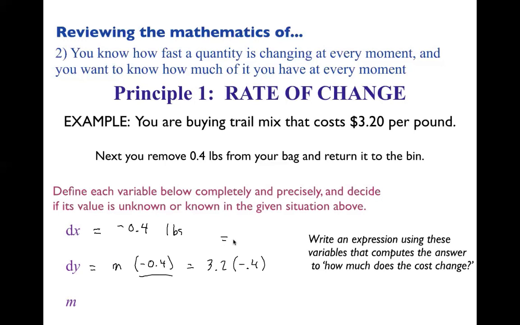And what is that? Anyone got that? Negative 1.28. Negative $1.28. And again, the negative is okay. You can have a negative variation in cost, meaning your cost went down that much, right? Okay, and so m is still positive $3.2 per pound. Questions about dy, dx?